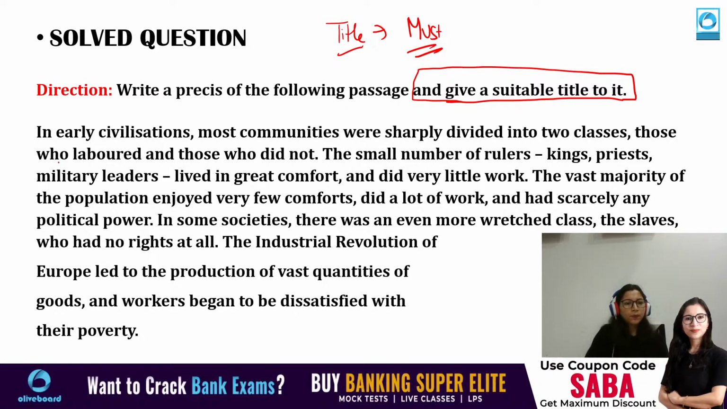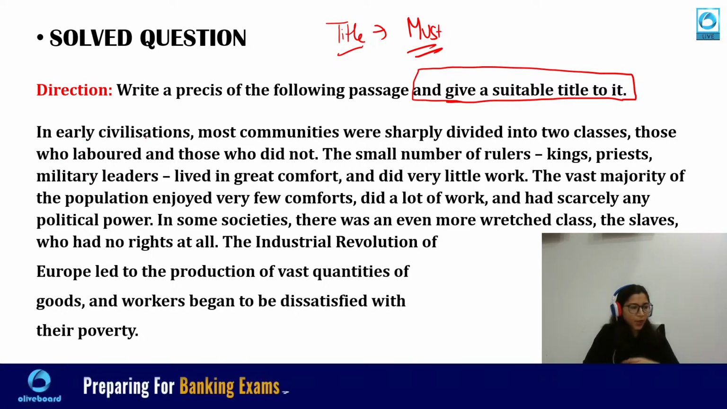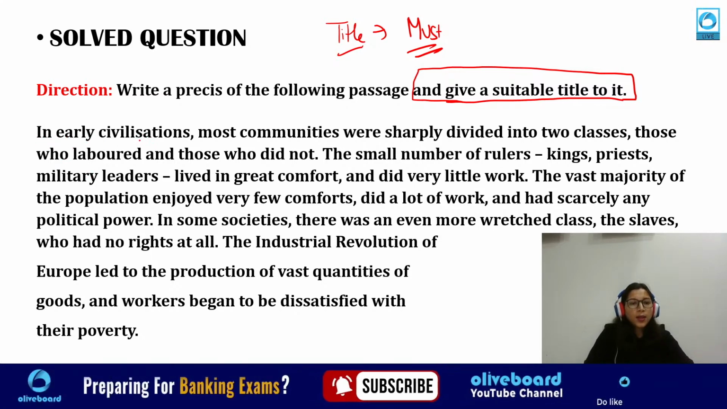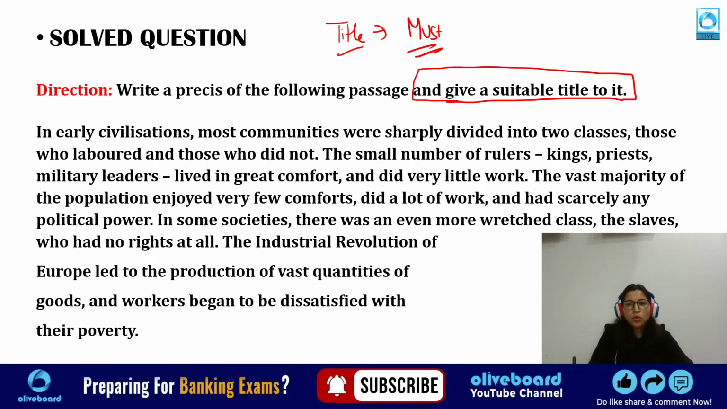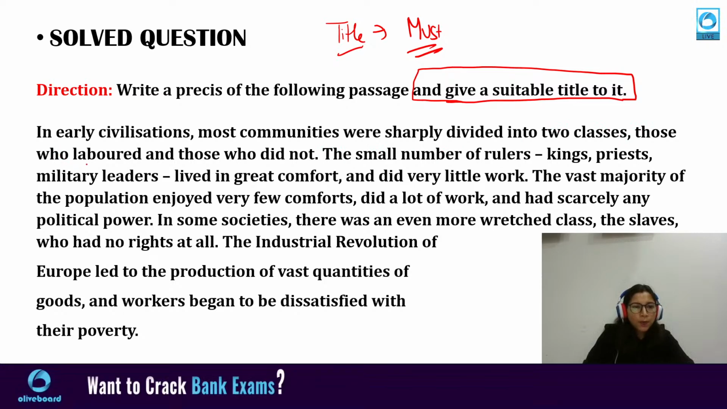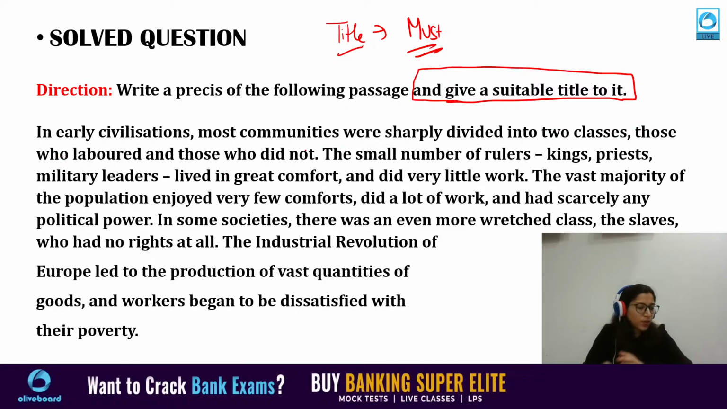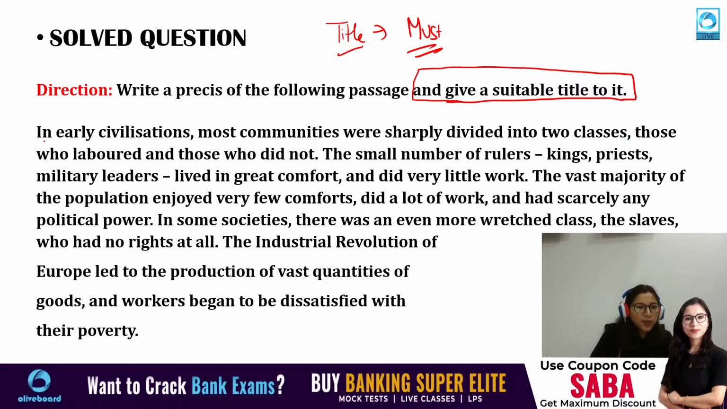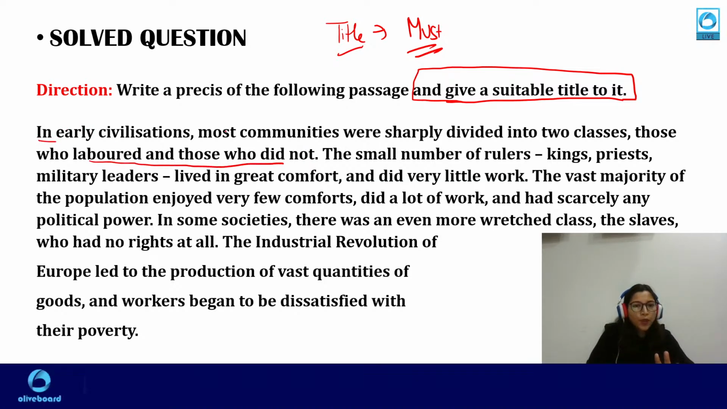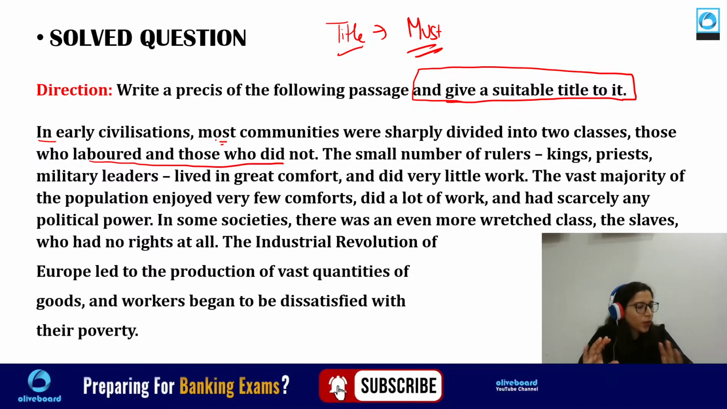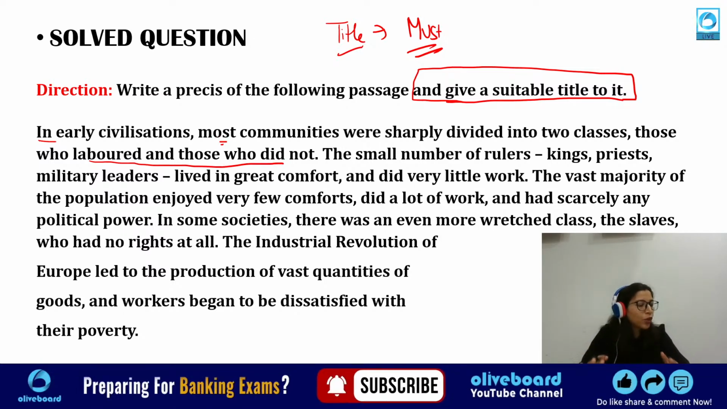Now see. In early civilizations, let's read the passage and we will solve. In early civilizations, most communities were sharply divided into two classes, those who labored and those who did not. So since this is the beginning, this line is important. We have to summarize this line in our own words. Okay. We will underline all the important or relevant points that we have to include in our Precis.